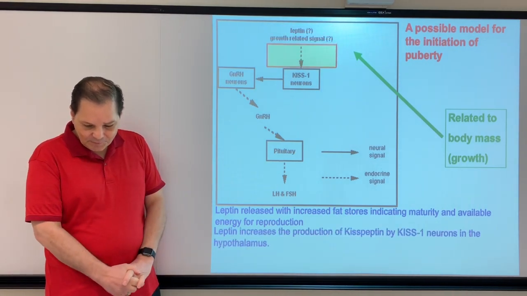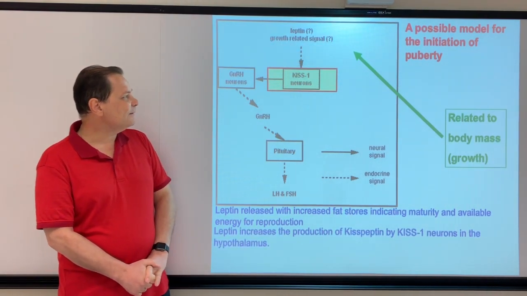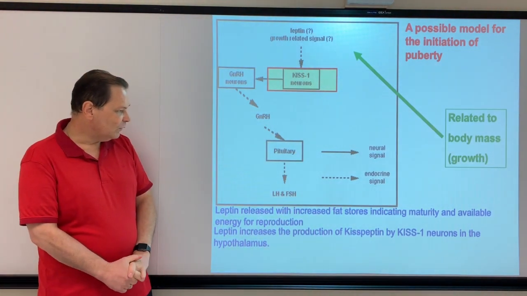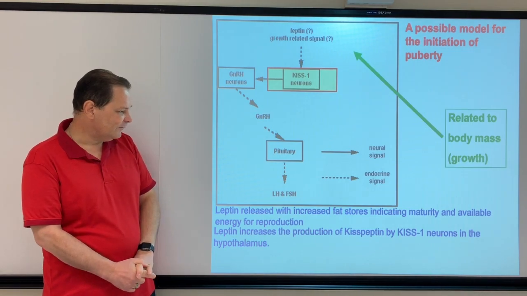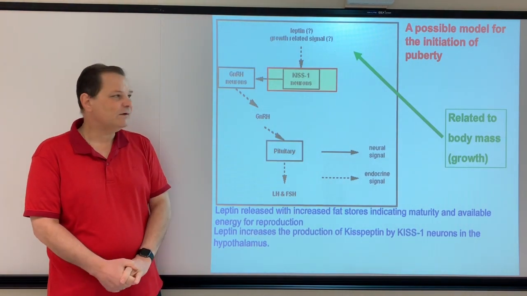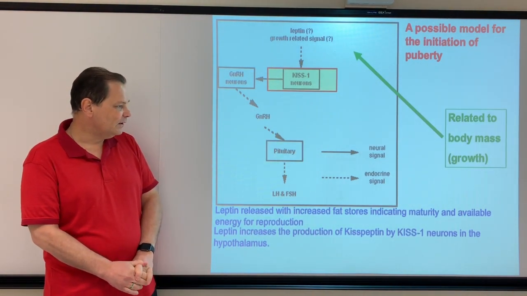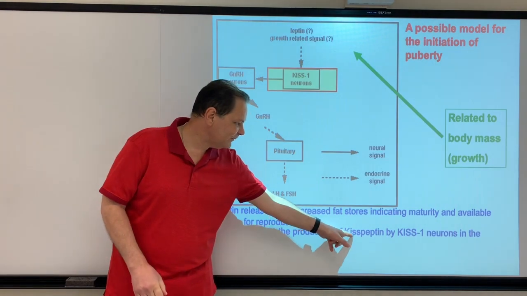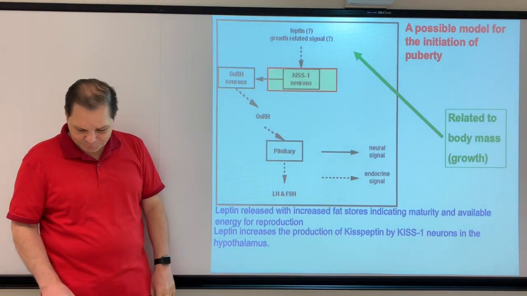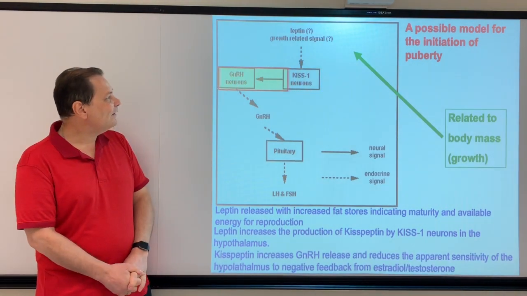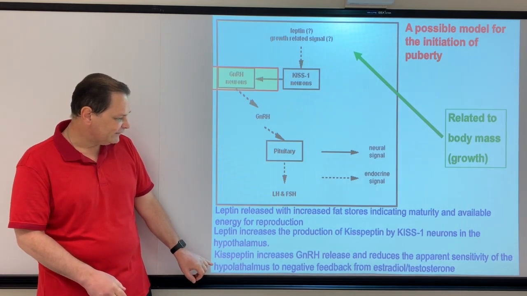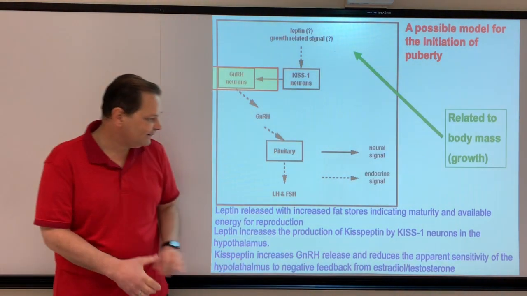And leptin causes KISS neurons in the brain to increase secretion of KISS peptide in the hypothalamus. So KISS1 neurons secrete kisspeptin, excuse me, and kisspeptin acts upon the hypothalamus and stimulates the release of GnRH, okay?